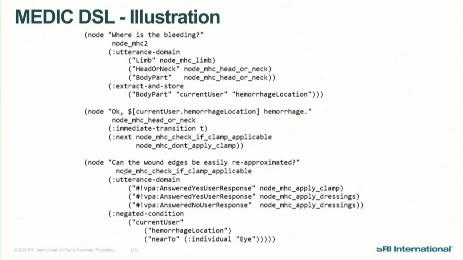So in this case, this node here asking can the wound edges be easily reapproximated is only enabled and applicable, and hence can be a valid node to transition into if the negated condition here evaluates to false, right? And what the condition specifies here is that the hemorrhage location on the current user individual must not be near to the eye, right? Because we are checking if we can apply one of those clamps, right? And that's not the case if the bleeding location is close or near to the eye.